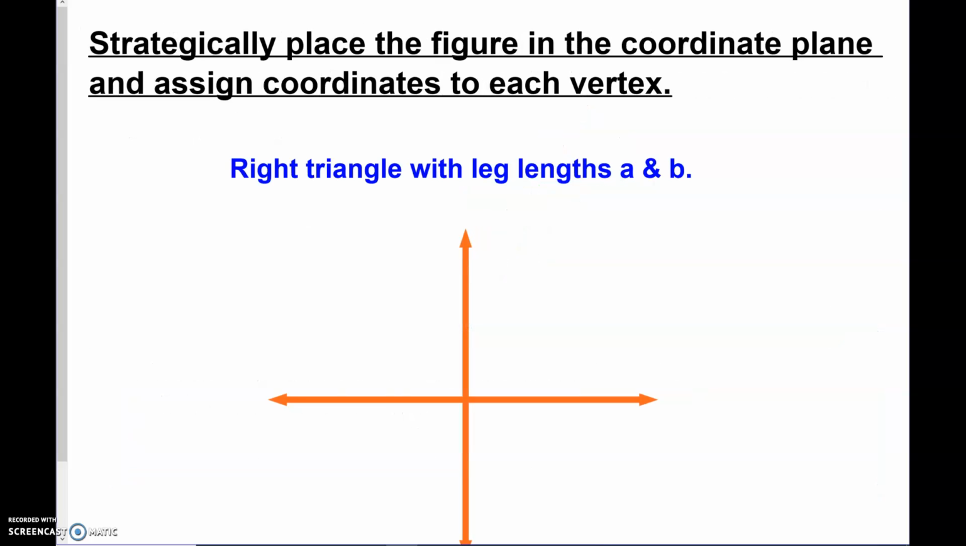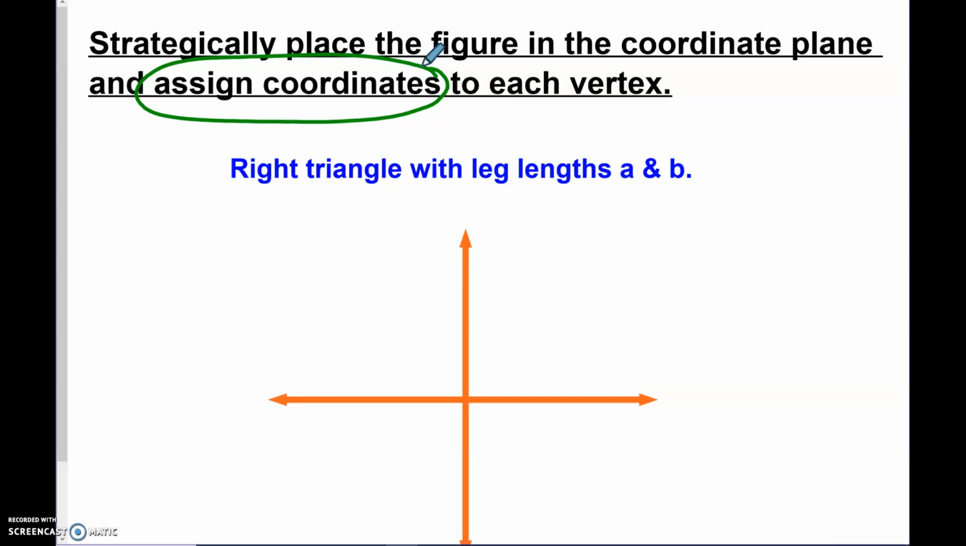Okay, strategically place the figure in the coordinate plane and assign coordinates. So assign coordinates to each of the vertices. We're going to make a right triangle, and your legs are going to be A and B. So go ahead and give this a try, give a sketch following those rules and see what you come up with, and then come back and see how I placed it.